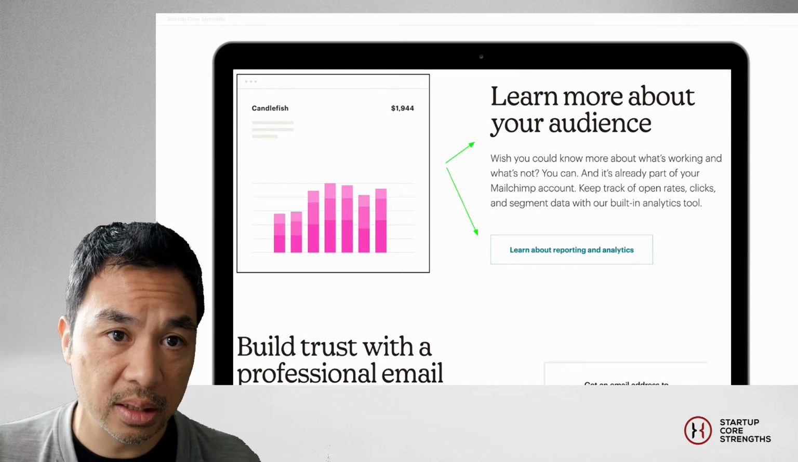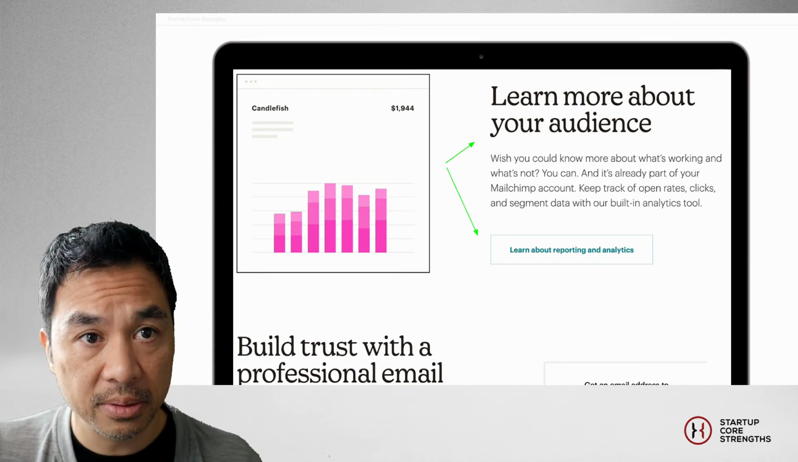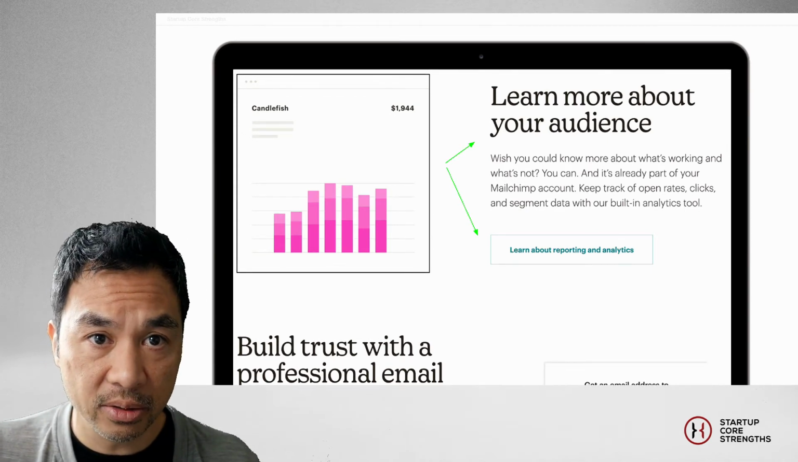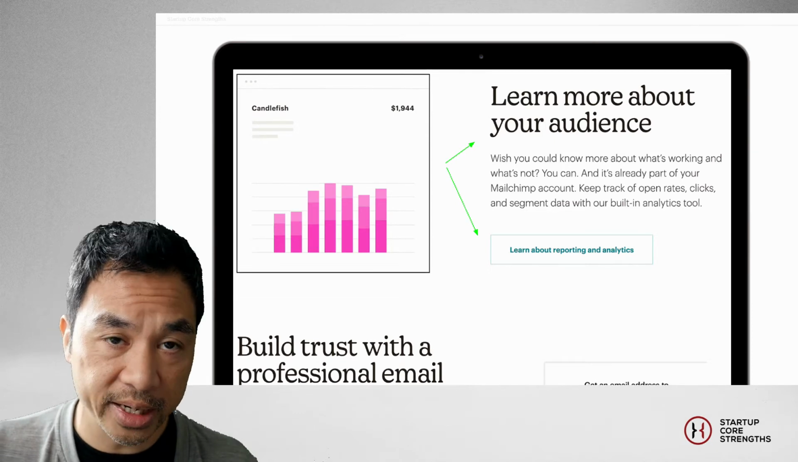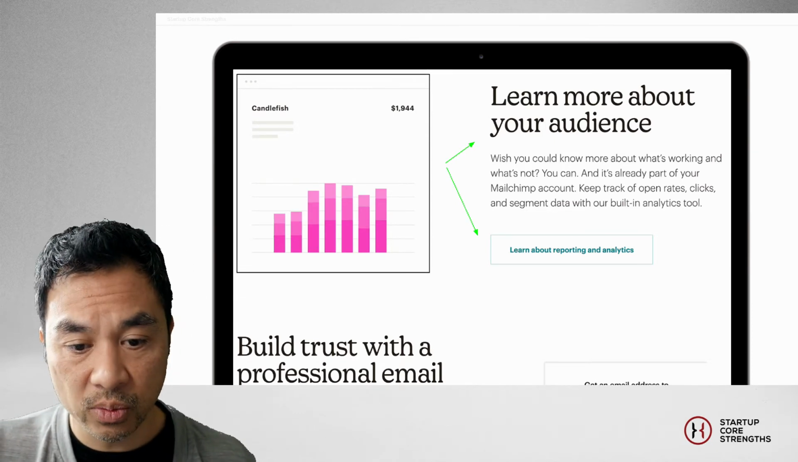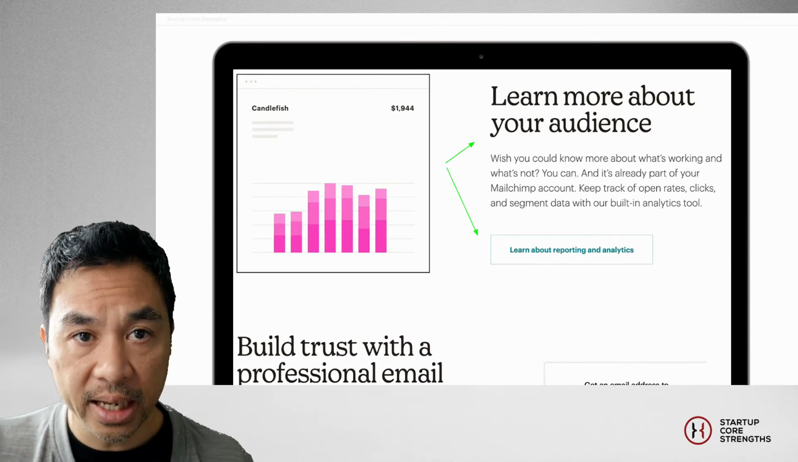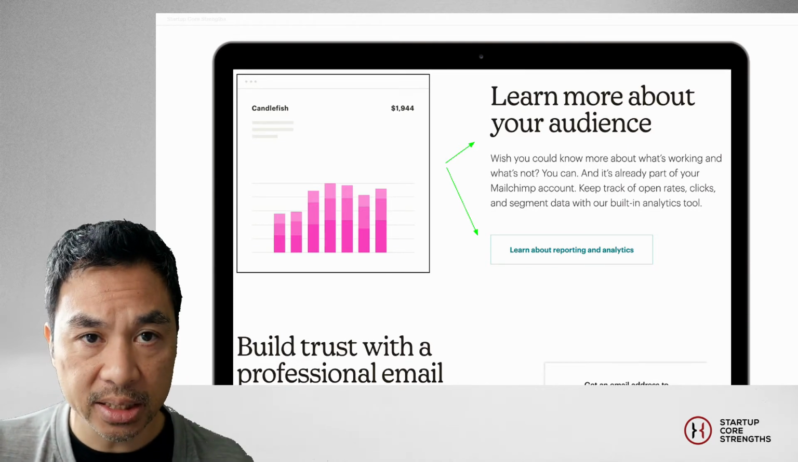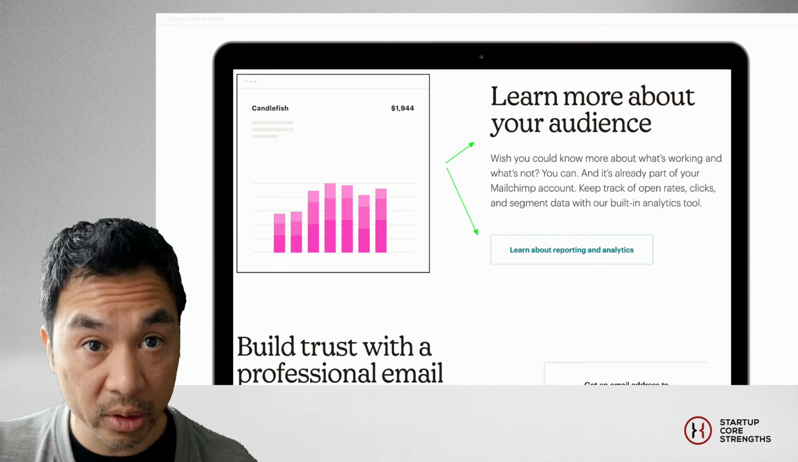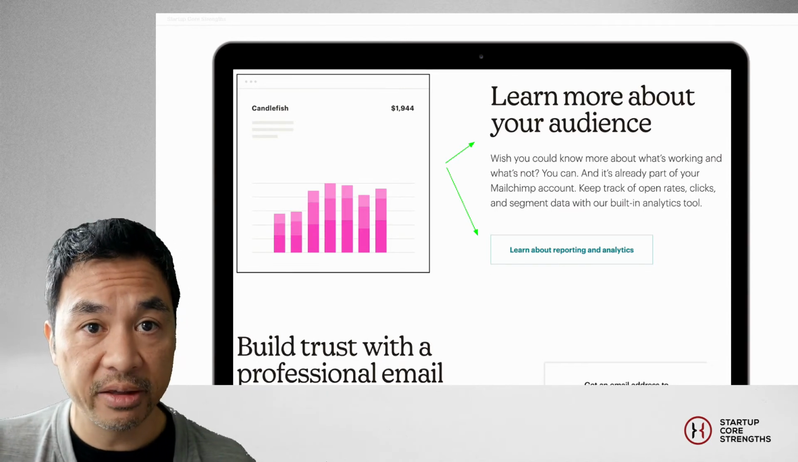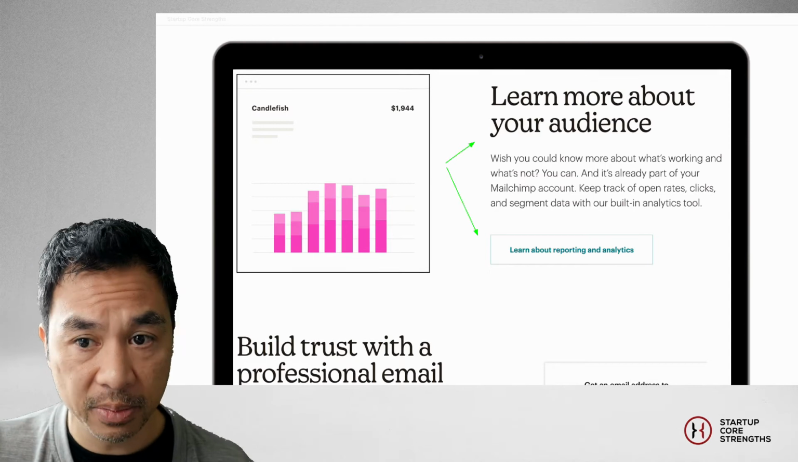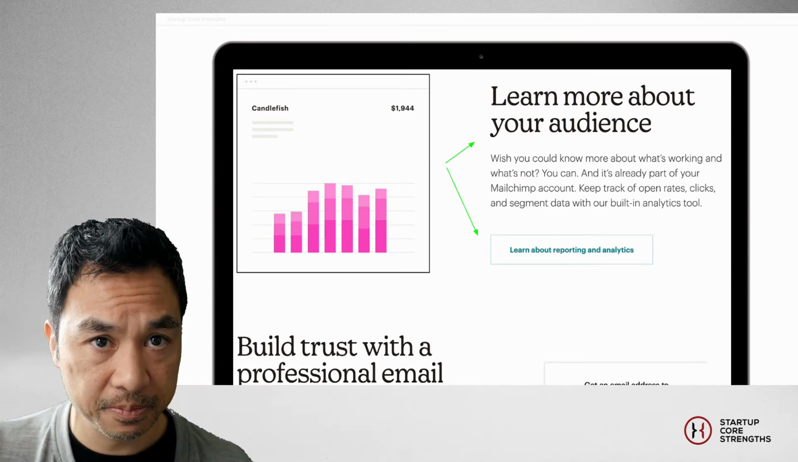Here, this is MailChimp again. So here you can see at the call to action, the button is learn more about the reporting and analytics. Again, this is where you would be tempted to say reporting and analytics. But again, what does that reporting and analytics allow your prospect to do? Learn more about your audience. So again, they've backed it out to an outcome as opposed to talking about that actual feature.